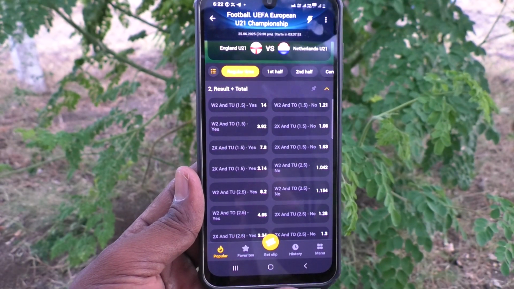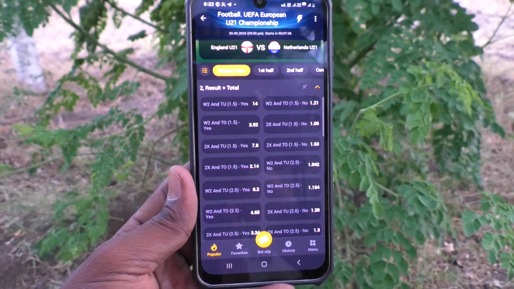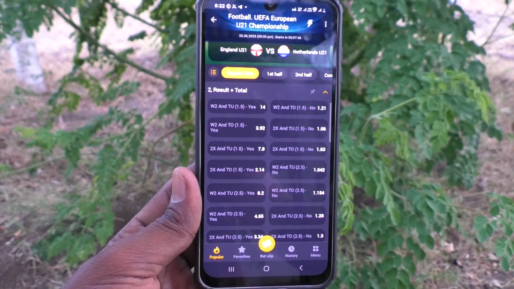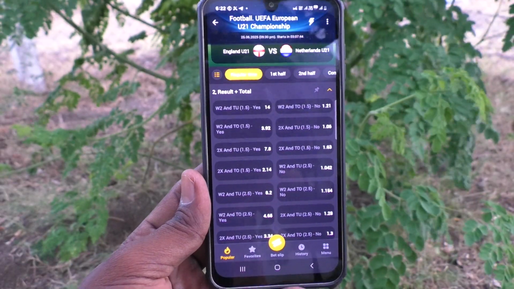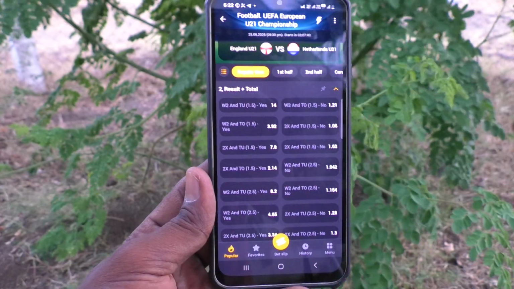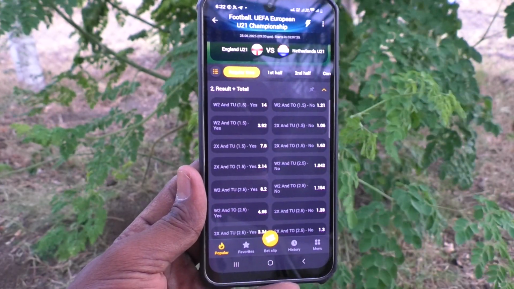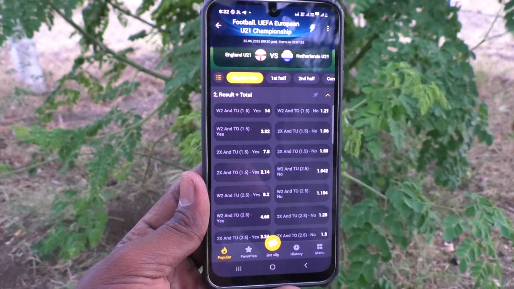Result plus total means result is the team winning and total is total over or under. Okay, yes or no, you decide. Okay, yes means it should happen, no means it should not happen. If you place on should not happen, if that finally does not happen, then you will win, otherwise you will lose.